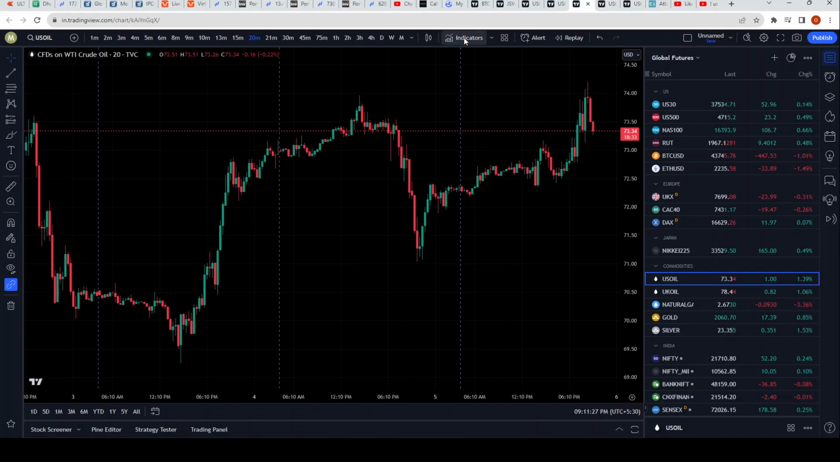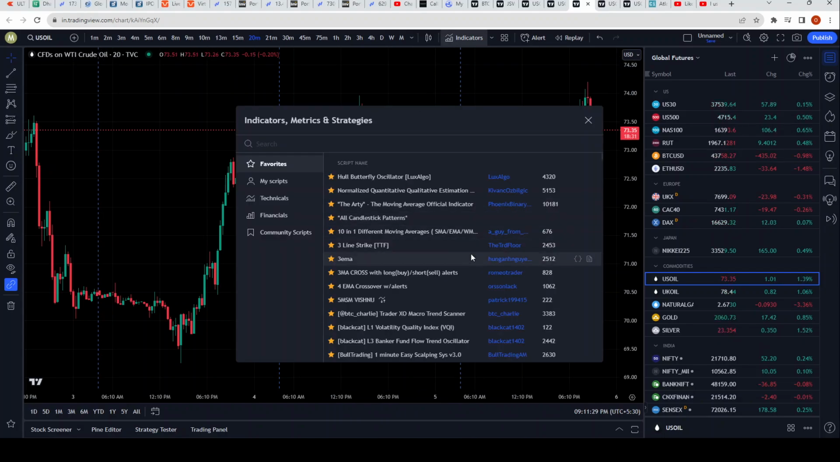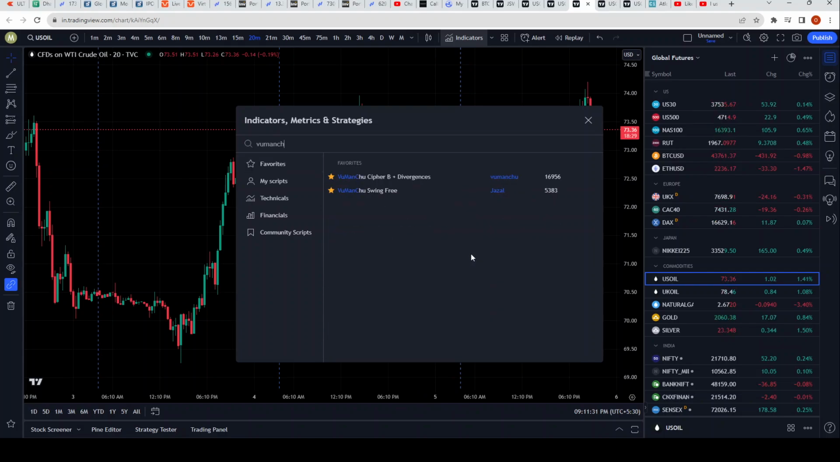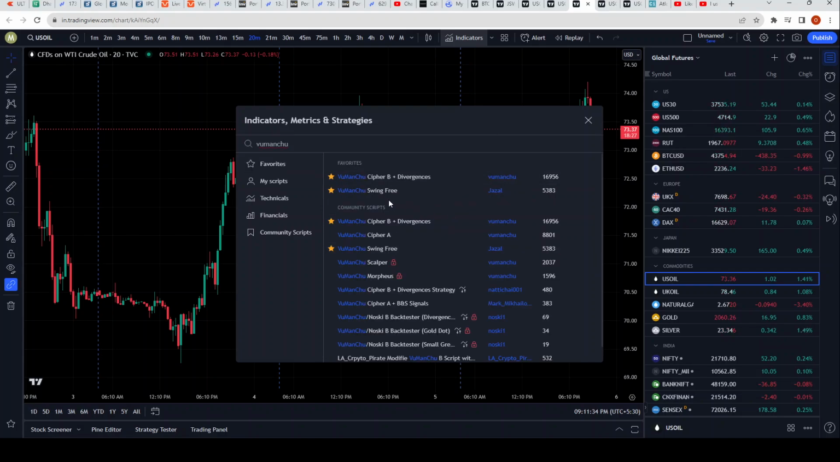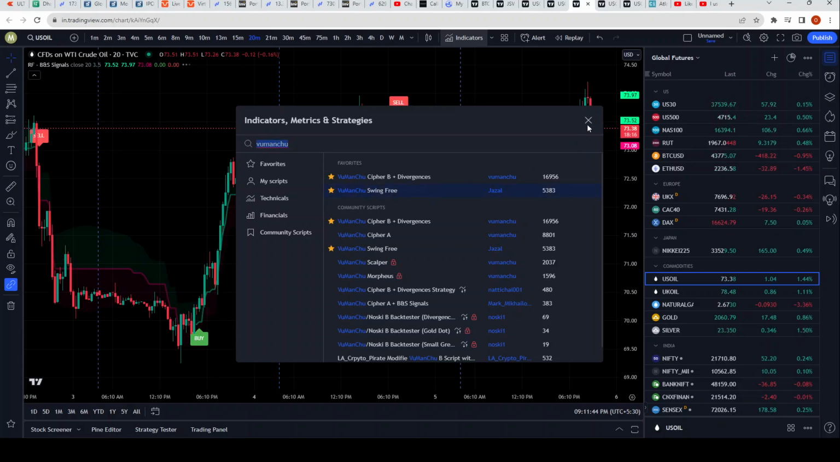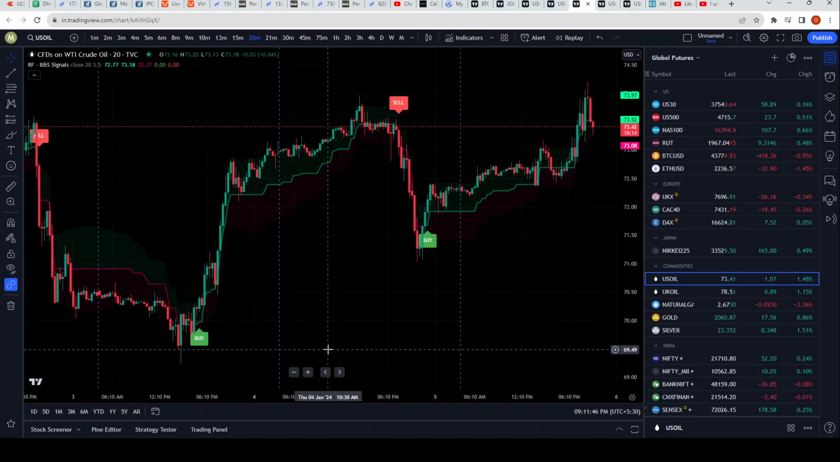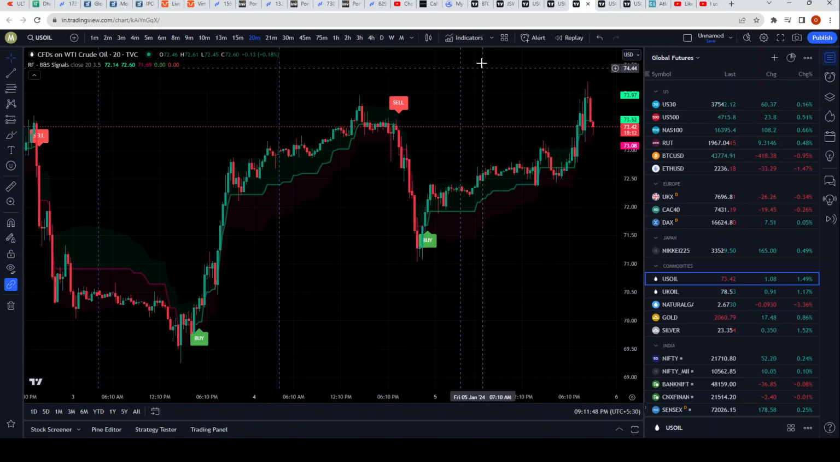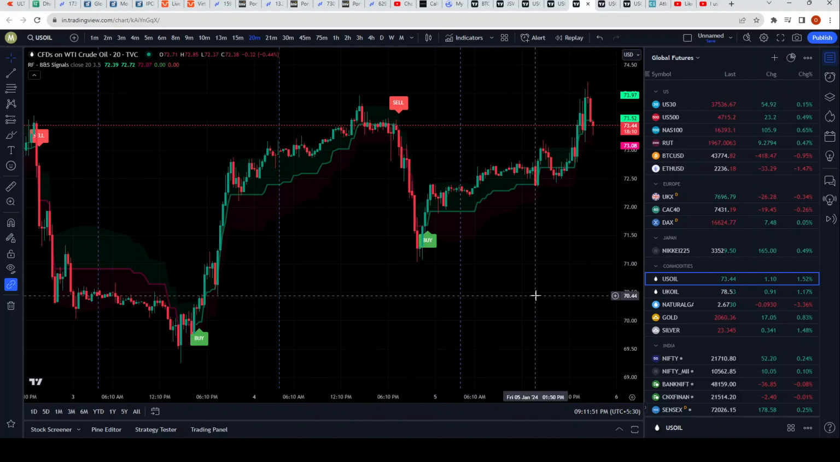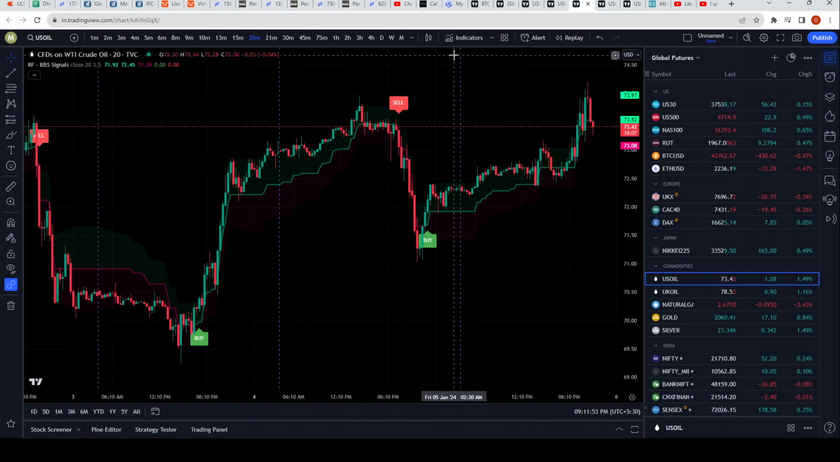The first indicator is Wu Manchu Swing Free. It's by Giselle. This is the one. Add it to your favorites. Click on this. Let everything be on its default setting on the Wu Manchu Swing Free.